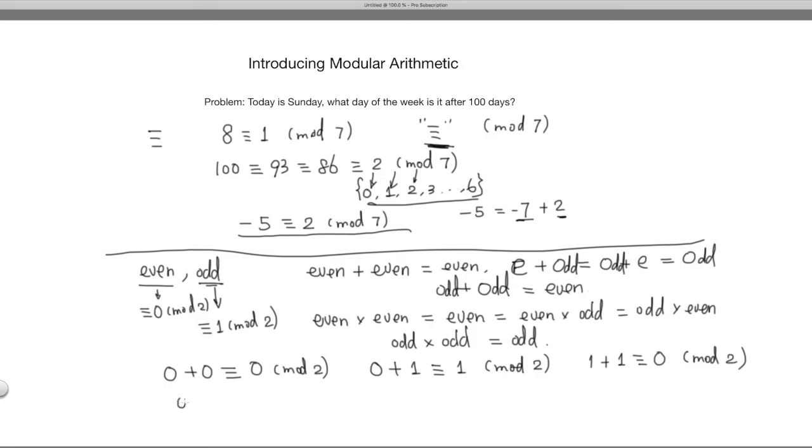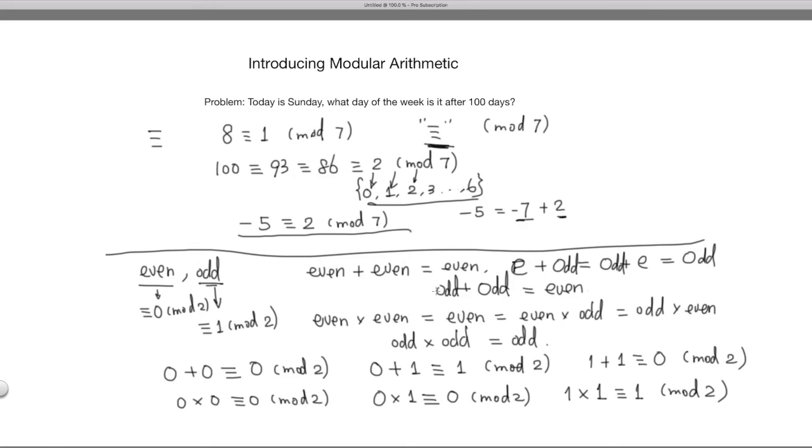How about multiplication? 0 times 0 is 0. 0 times 1 in usual operators equals 0. Here, it's also 0. Even times odd equals even. And the only case that generates an odd is odd times odd. Usual operator 1 times 1 equals 1. So here it still equals 1. It is congruent to 1 mod 2.